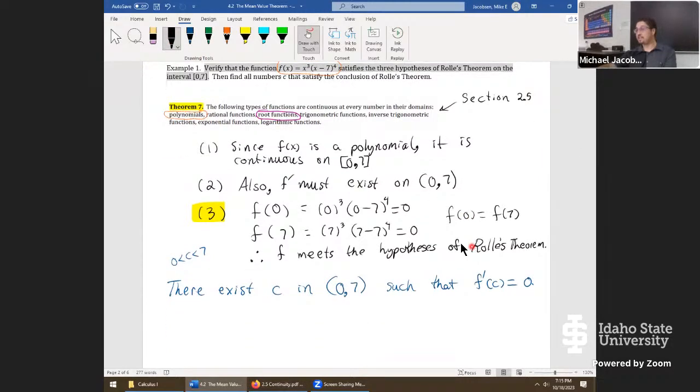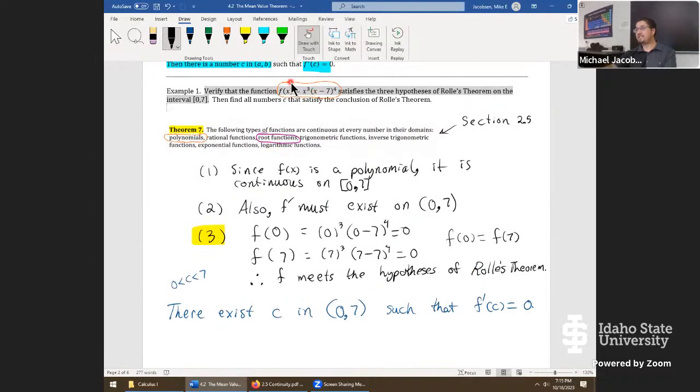In other words, we found a critical number, which is the whole content of Rolle's theorem after we satisfy these hypotheses. But to actually find that number c, here's what we're going to do. Go back to the f(x) and let's differentiate it. I'm going to recopy it here so we're not scrolling up and down a bunch. f(x) equals x cubed times (x minus 7) to the power 4.